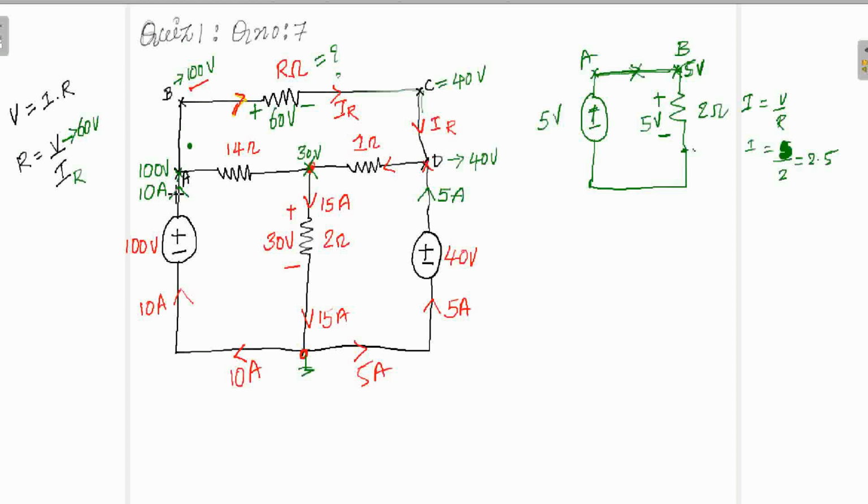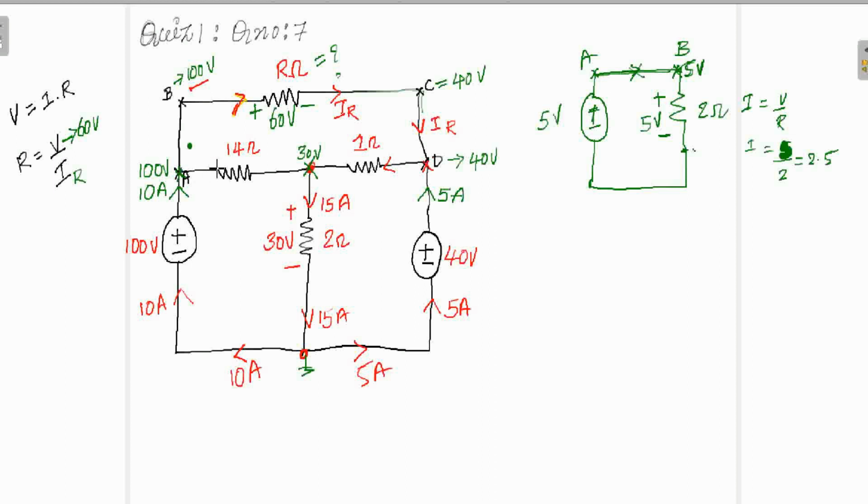So 10 amps current is coming to this point A and it is dividing in two branches. Some amount of current flows through this 14 ohms and the remaining current flows through this R ohms. So if I know the current flowing through this 14 ohms, then it is possible to find the remaining current by subtracting that current from 10 amps. How to find the current flowing through this 14 ohms?